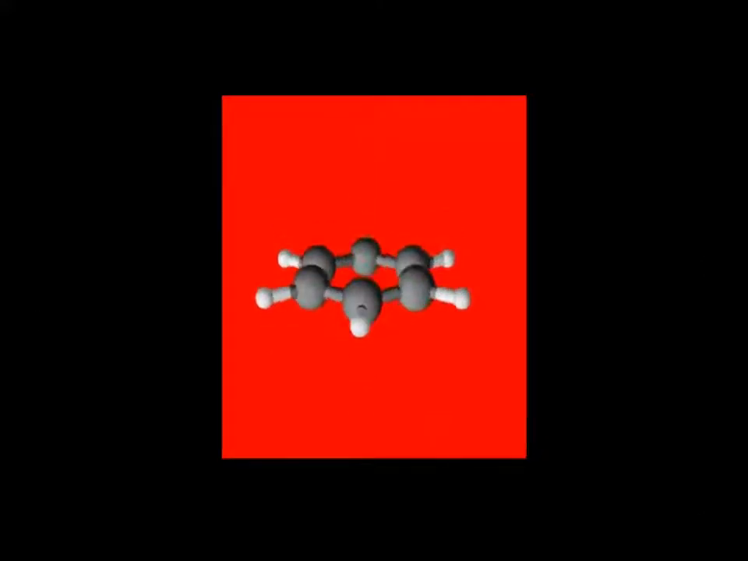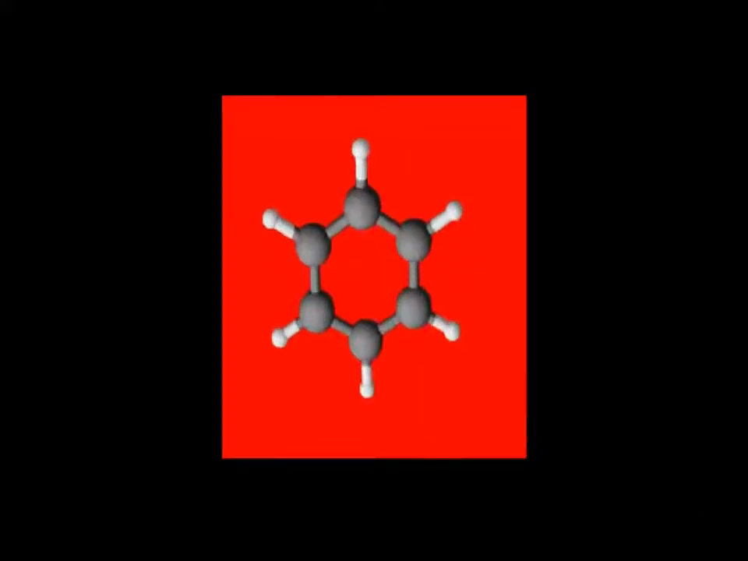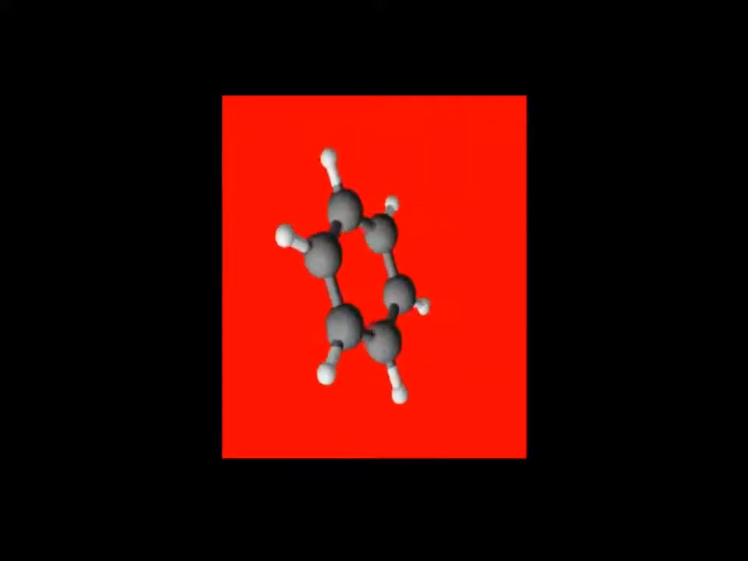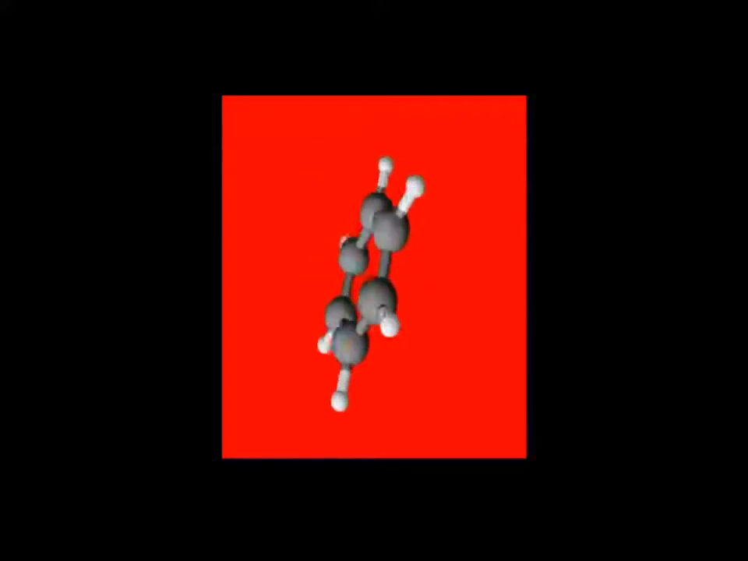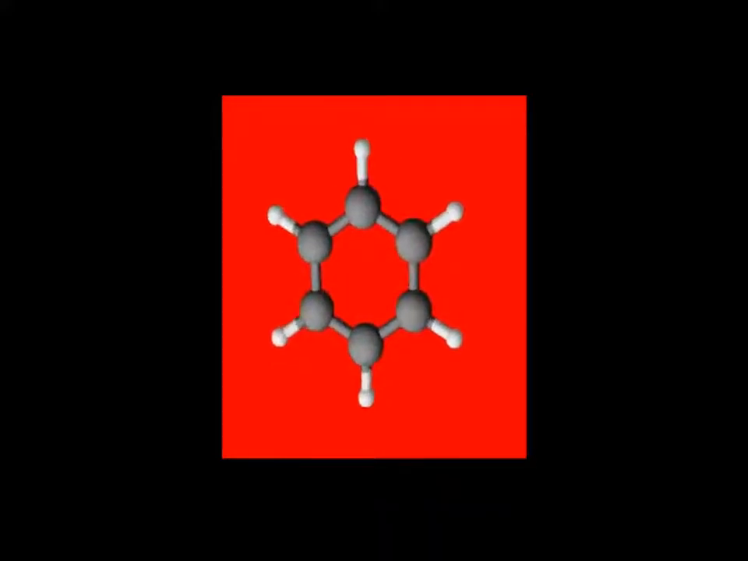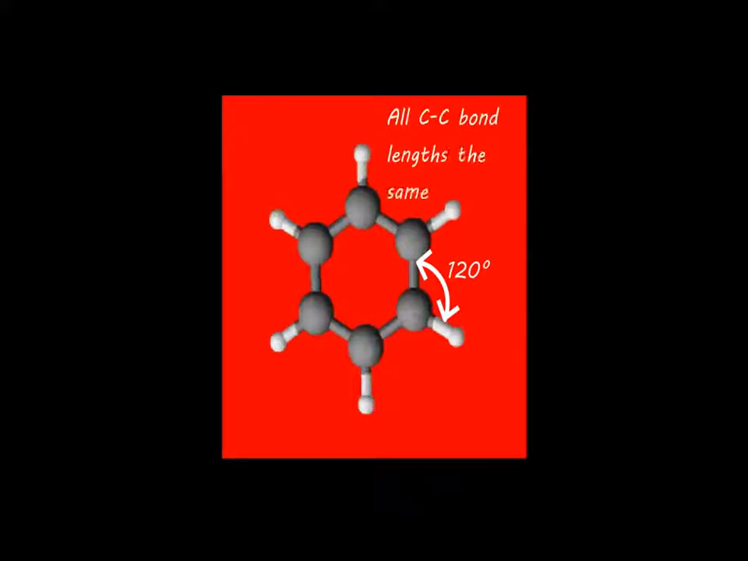By doing this, Lonsdale confirmed that the benzene molecule was flat, that all the bond angles were 120 degrees, and, importantly, the carbon-to-carbon bond lengths were all the same. As a result of these findings, the resonance model was developed, which accounted for the experimental evidence.